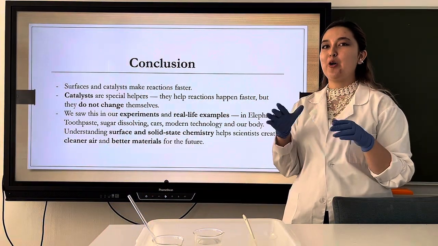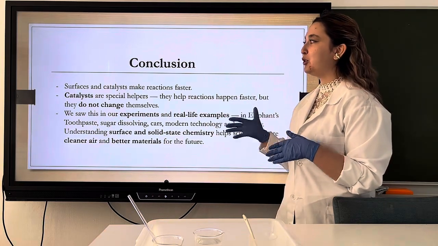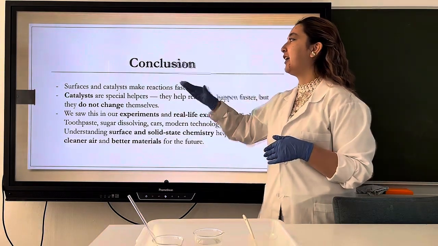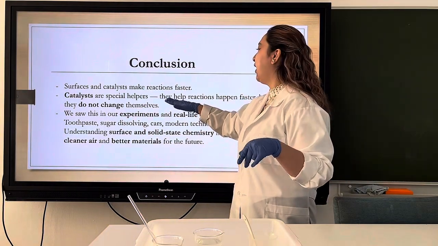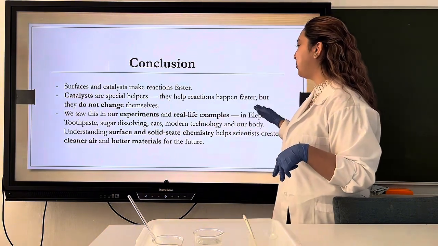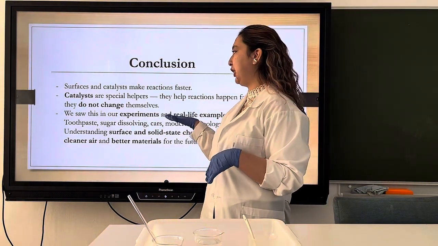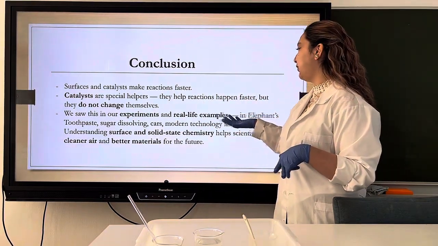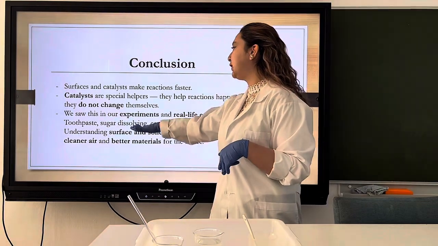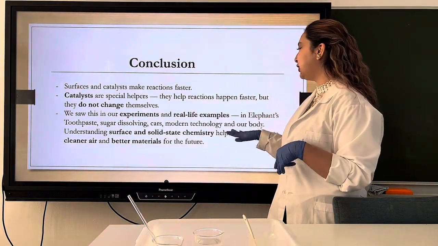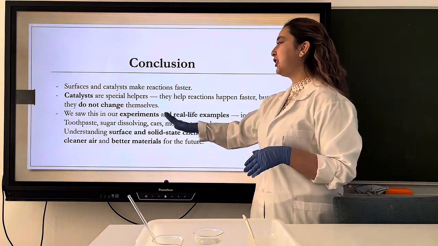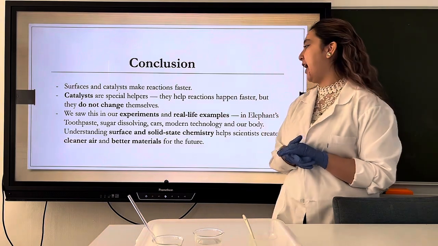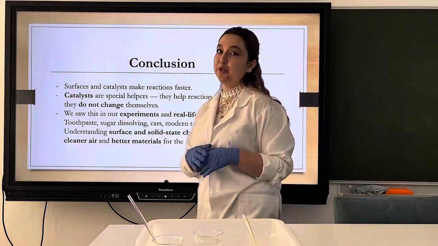To sum up, I hope that we reached our aim today. We learned how surfaces and catalysts make reactions faster. Catalysts are special helpers. They help reactions happen faster, but they don't change themselves. We saw this in our experiments and real-life examples: elephant toothpaste, sugar dissolving, cars, modern technology, and our body. Understanding surface and solid-state chemistry helps scientists create clean air and better materials for the future.